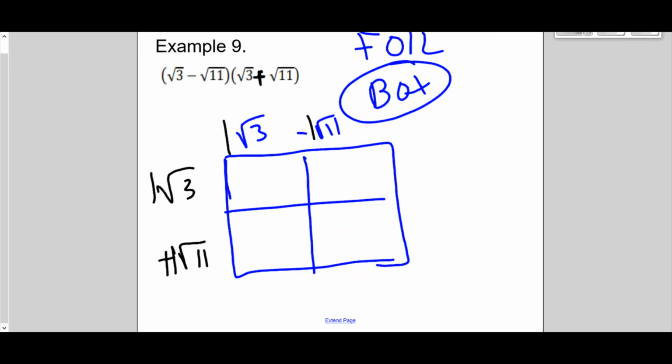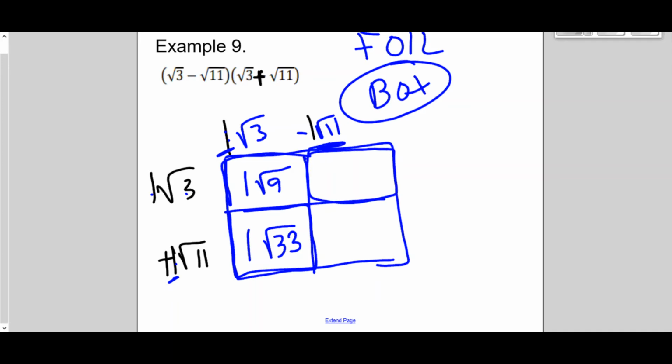So we'll take care of multiplying this first box together. So 1 times 1 is 1. Square root of 3 times 3 is square root of 9. Just multiplying the 3's together. Then we'll do the box below it. So this 1 times that 1 is 1. And then 3 times 11 is the square root of 33. Now this box, I'm going to do negative 1 square root of 11 times 1 square root of 3. So negative 1 times 1 is negative 1. 11 times 3 is 33. So square root of 33.